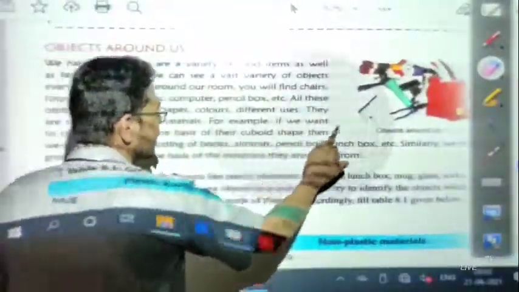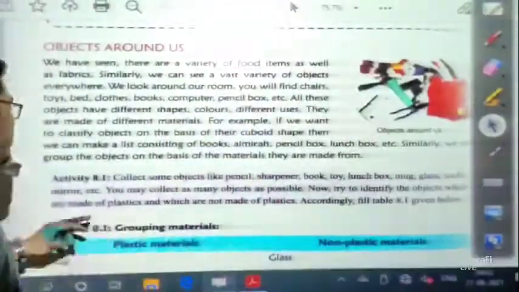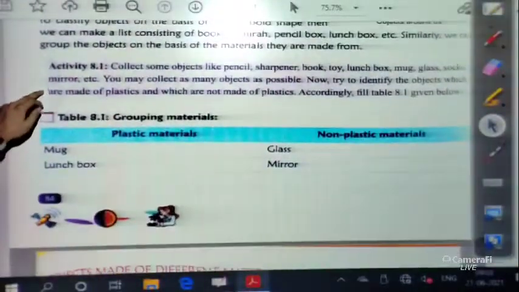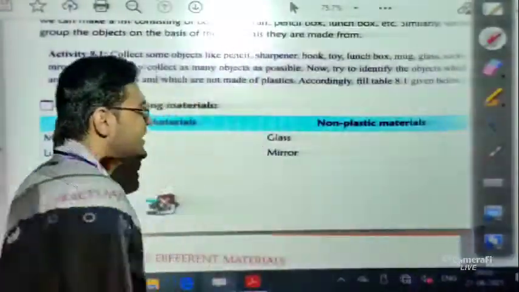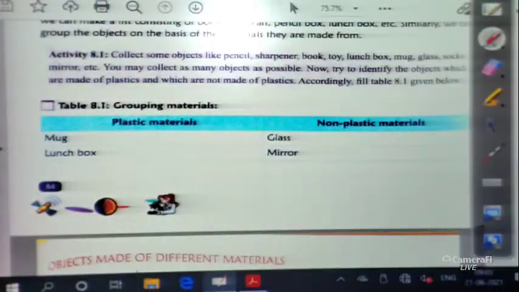I hope students you have got some idea about the introduction part. Now there is one activity which we call activity 8.1. So let us discuss activity 8.1 first. What does this activity tell us?